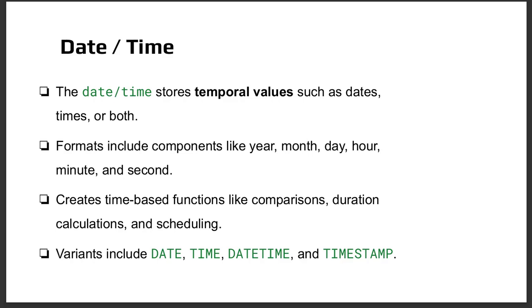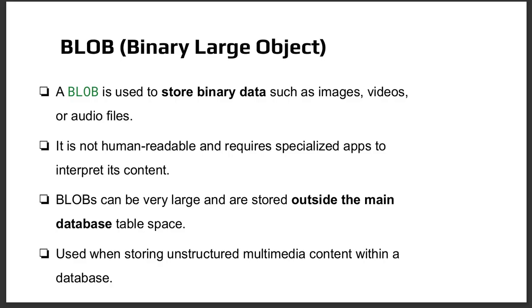Our next data type is a blob, a binary large object. Blobs are data types we use to store binary data, such as images, audio, and video files. Blobs are not human readable. It requires a specialized application to not only interpret but to translate the file. File sizes can be very large. We typically store them outside of the main database in either an externally connected or a nearby offline storage.